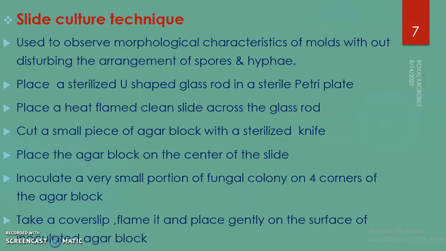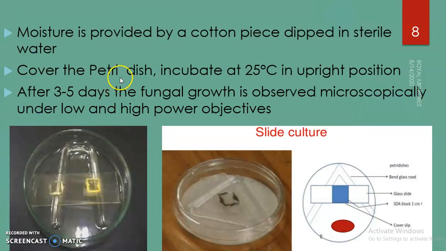Then cut a small piece of agar block with a sterile knife. Place the agar block carefully on the center of the slide. Then inoculate the 4 corners of the agar block with the fungal culture. Take a cover slip, flame it and place gently on the surface of the inoculated agar block. Moisture can be provided by a cotton piece dipped in sterile water. Then cover the petri dish and incubate at 25 degrees Celsius in upright position.